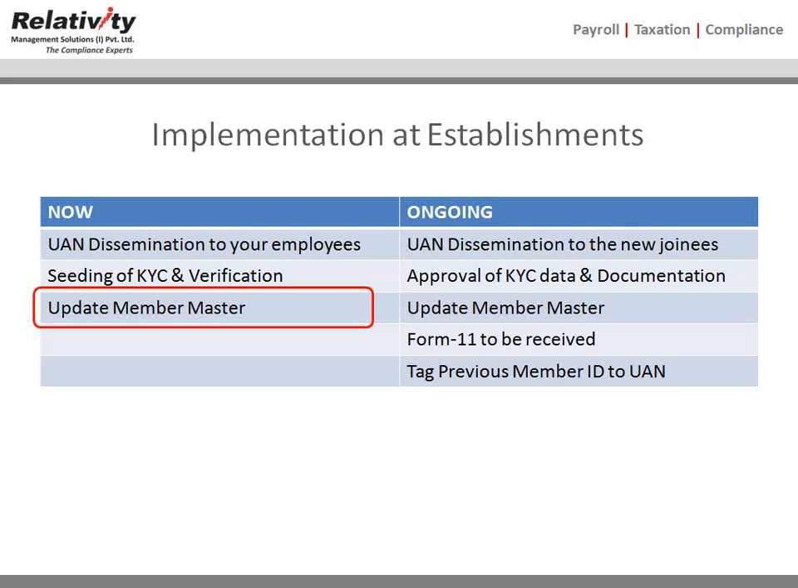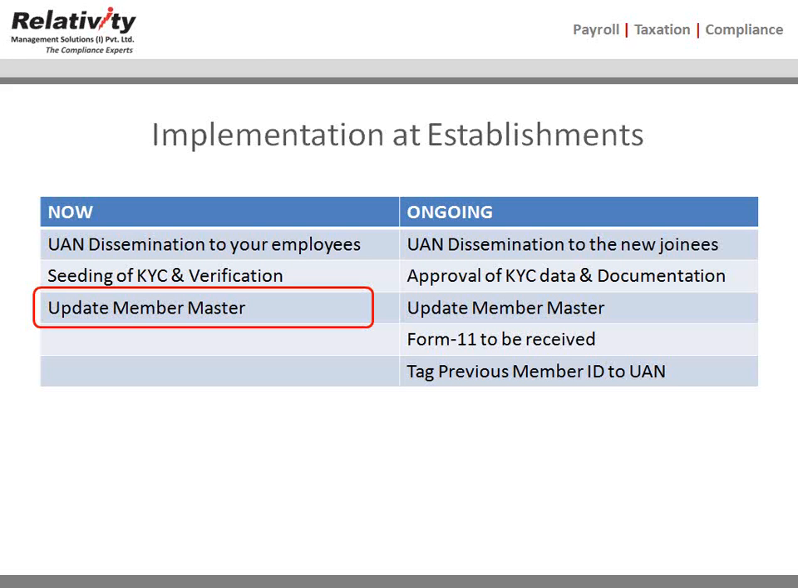So here the UAN dissemination to the new joinees alone you will have to undertake every month or on a specified interval, which you can decide and you can have it internally documented as a process. The second one is about approval of KYC data and documentation.